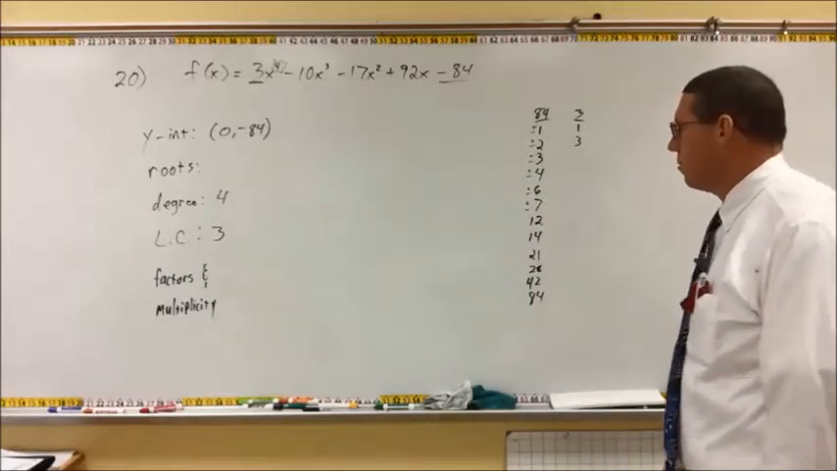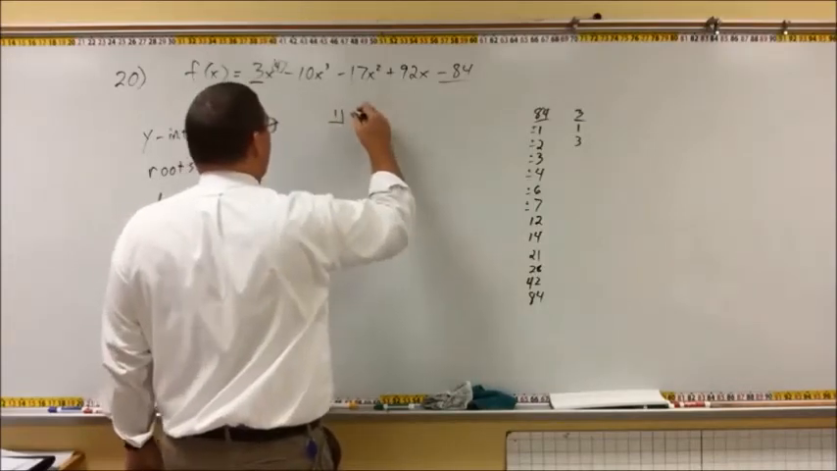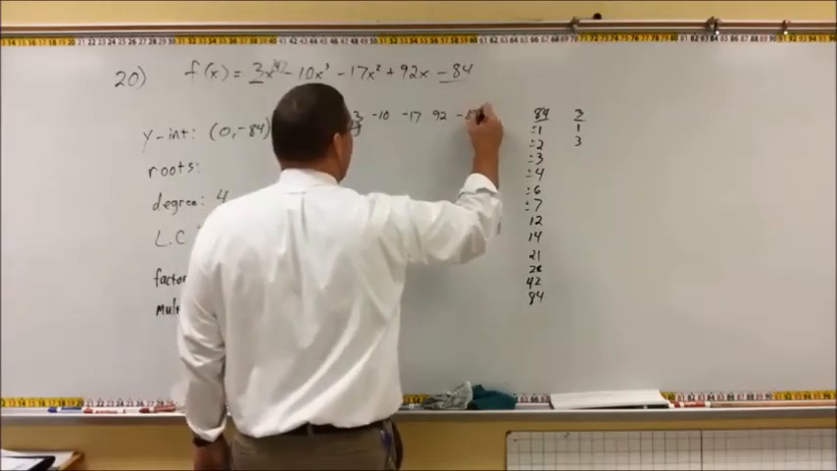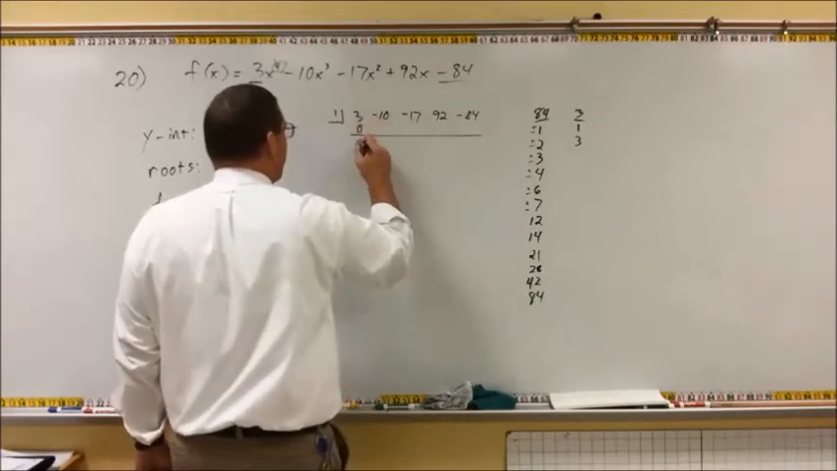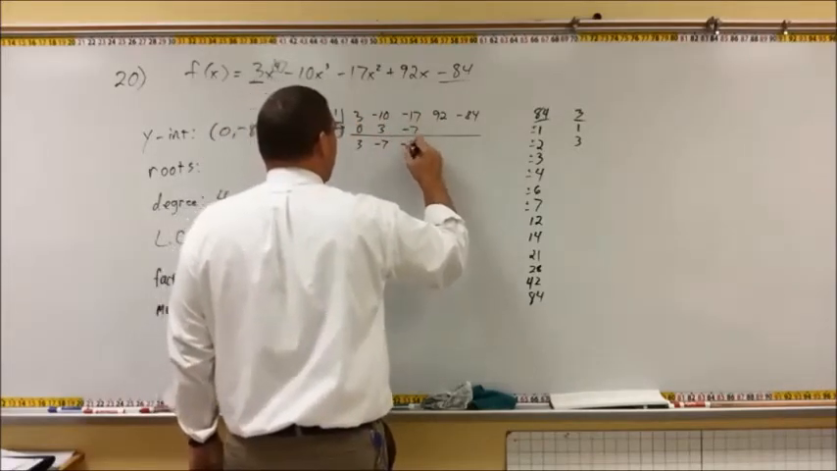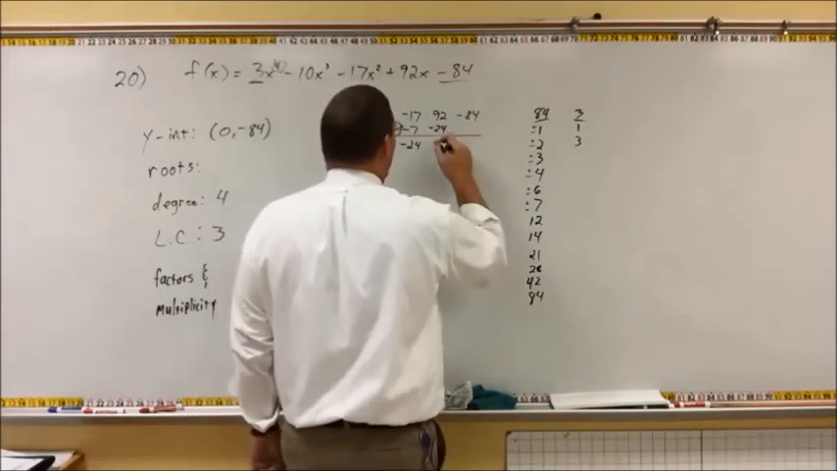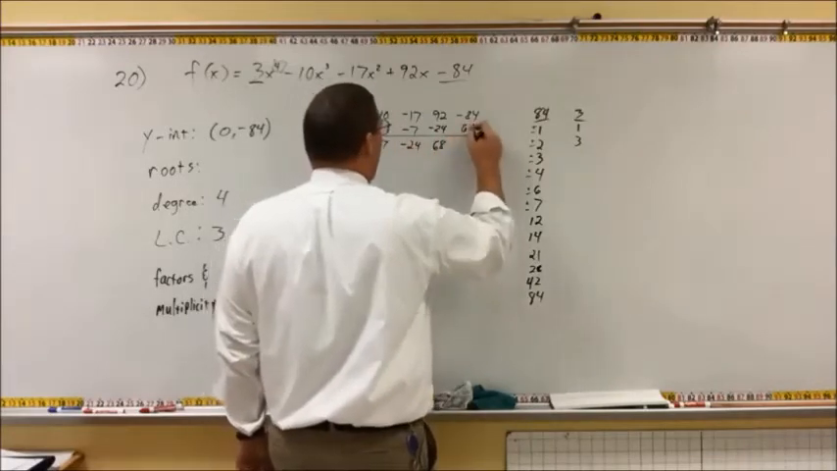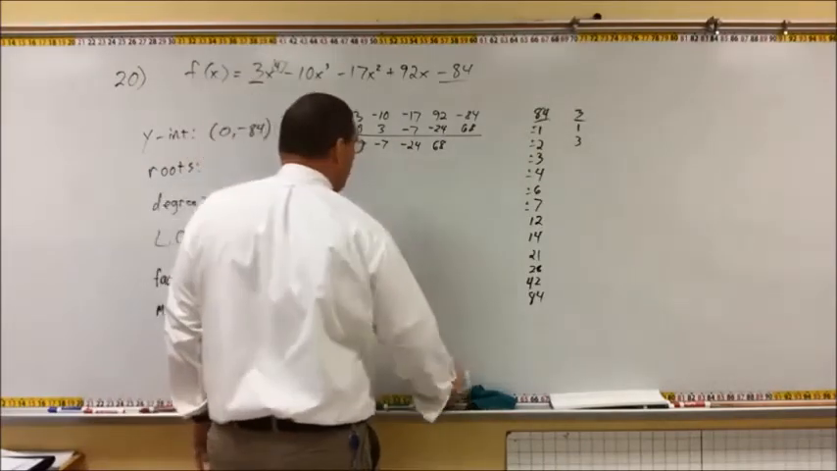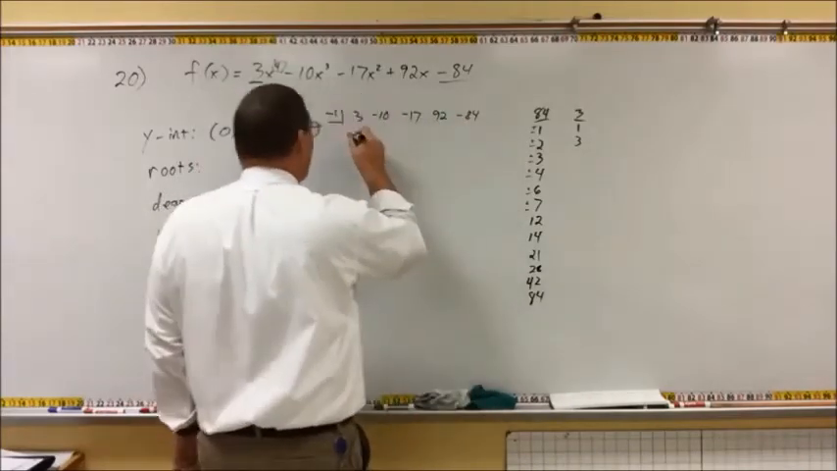So let's just start testing out some of these numbers, shall we? I'm going to start with 1 and negative 1. So I'm going to put a 1 in the half box. I've got a 3, a negative 10, a negative 17, a 92, and a negative 84. Draw a line, put a 0, 3 plus 0 is 3, times 1 is 3, minus 10 is negative 7, times 1 is negative 7, minus 17 is negative 24, times 1 is negative 24, 92 minus 24 is 68, and 68 times 1 is 68. We're not going to get a remainder of 0, so 1 is not one of the zeros. So now we'll try negative 1.